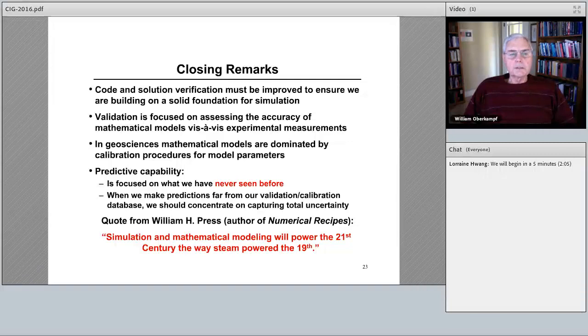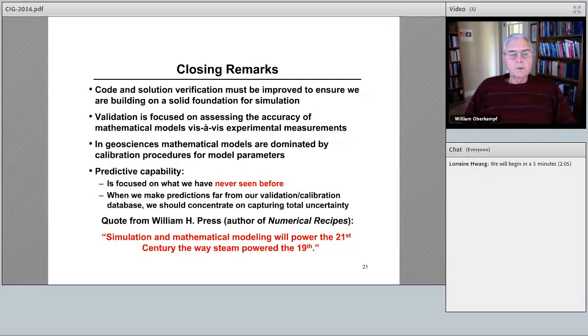Validation is focused on assessing the accuracy of a mathematical model relative to experimental measurements. And in geosciences, that is only a reasonable thing to do, usually in a laboratory environment. In geosciences, mathematical models are dominated by calibration procedures as opposed to in engineering, where both validation and calibration are the major activities. And in your calibration, your model is very dependent; you can say it is dominated by the model calibration procedures themselves.